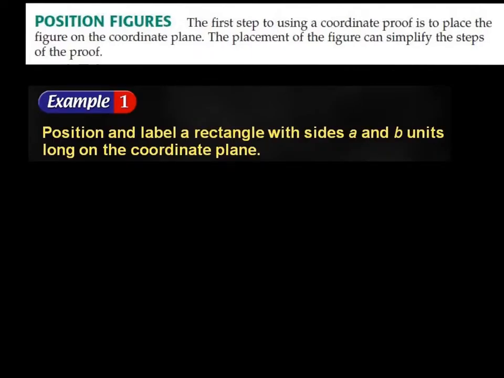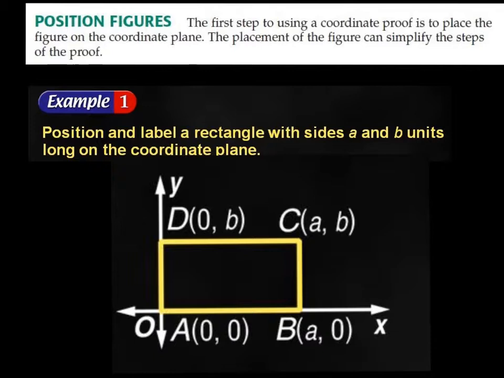Position and label a rectangle with sides A and B units long on the coordinate plane. Just like in Chapter 4, it's a good idea to use the origin to our advantage. And in this case, since we want to make a rectangle, that'll give us a nice right angle. Generally, you don't want to give it more properties than necessary. Because they said a rectangle, not necessarily a square, they gave the sides different lengths. So they just picked A, B, C, D, why not? They let one side have a length of A, and the other side a length of B. So this ordered pair is going to be (A, B).